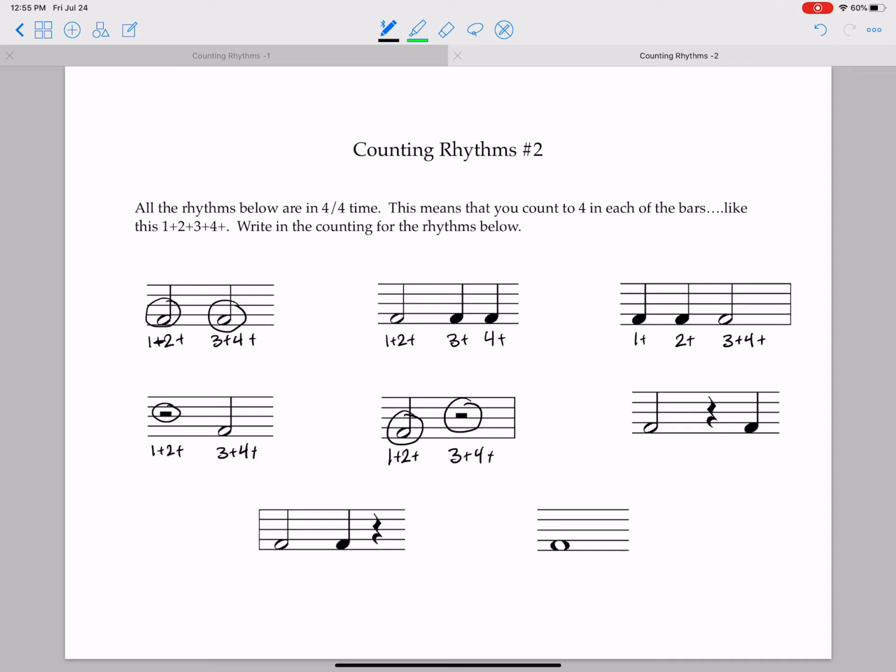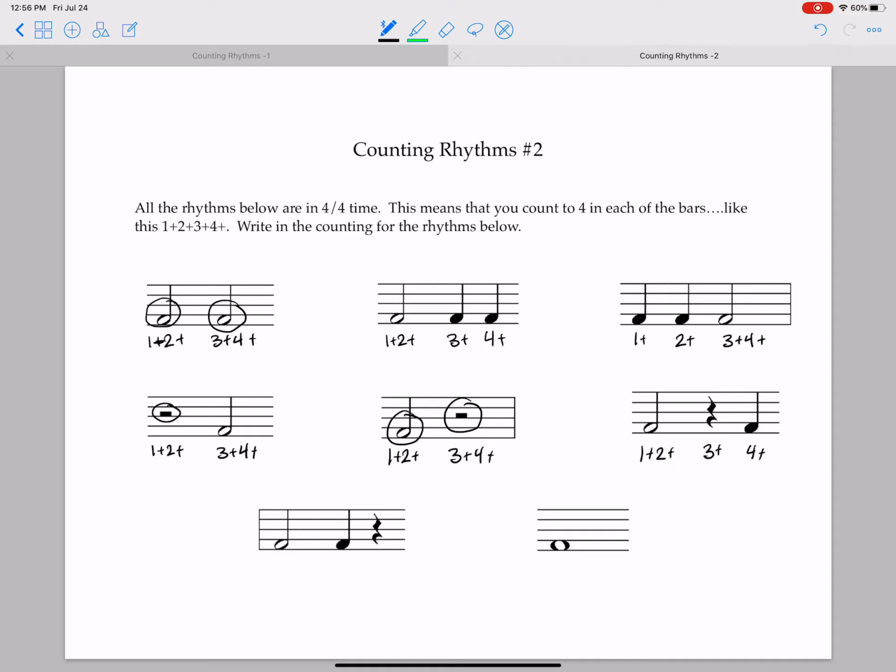Our next rhythm here has a half note and then a quarter rest and then a quarter note. Under our half note, we need to write 2 beats. So we write 1 and 2 and. Then we have a quarter rest, which is 1 beat. So we write 3 and under there. And then a quarter note, which is 1 beat. So we write 4 and under that one.